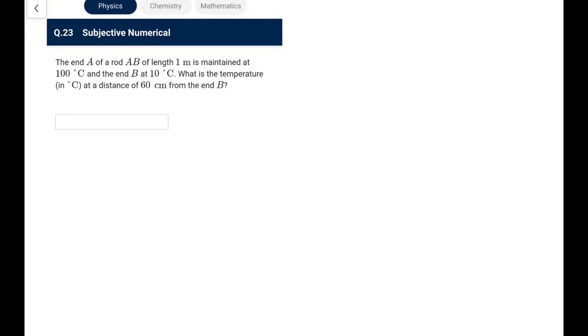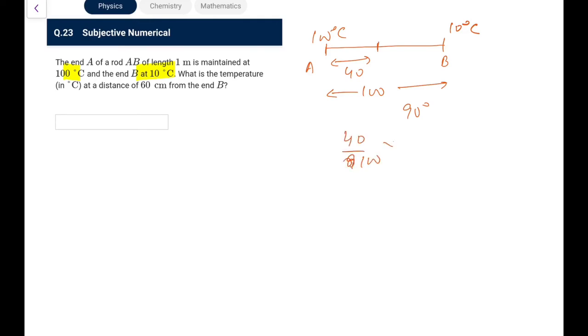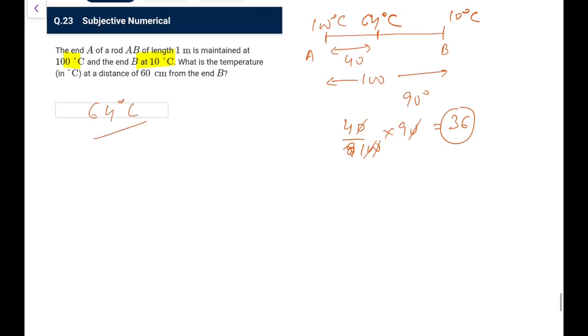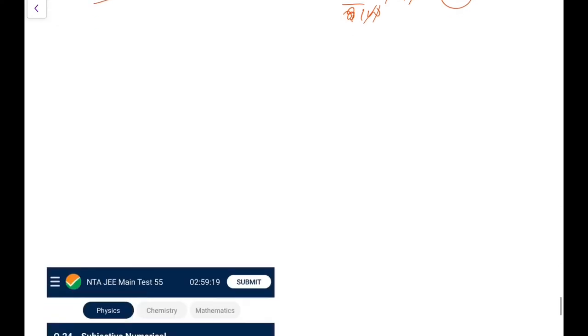Next, end A of the rod of length 1 meter is maintained at 100 and B at 10. What is the temperature at a distance 60? So what we have, this is a 1 meter uniform rod. This A is at 100 degrees. B is at 10 degrees, 60 from here. So that means 40 from here. So just remember, over 100, the drop is 90. So what is the drop across 40? The drop across 40 would be 40 by 100 into 90. So 9 fours are 36 drop. So 100 minus 36, that is 64 degrees Celsius. I can directly go for that. So 64 is the answer, not degrees Celsius. We'll only write 64. Next.